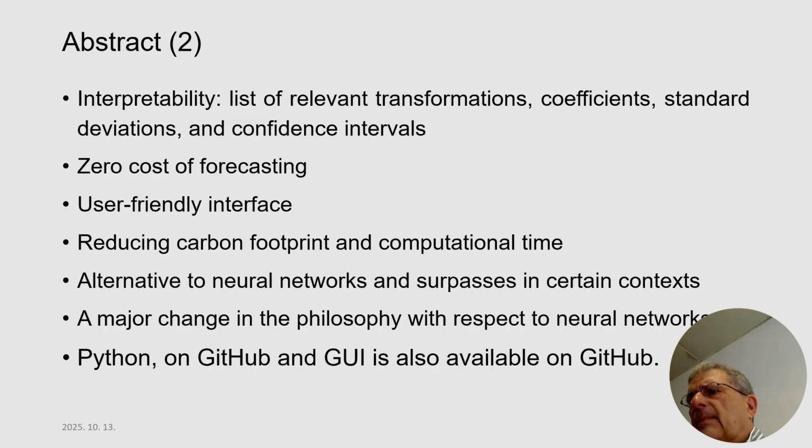We want a major change in the philosophy with respect to neural networks, and that is what we are going to do. And we want it to be programmable in an accessible language like Python, and it is now already available in GitHub. We will show you in the next lesson how you can access it in GitHub, how to use it, and how to install it on your local machine.